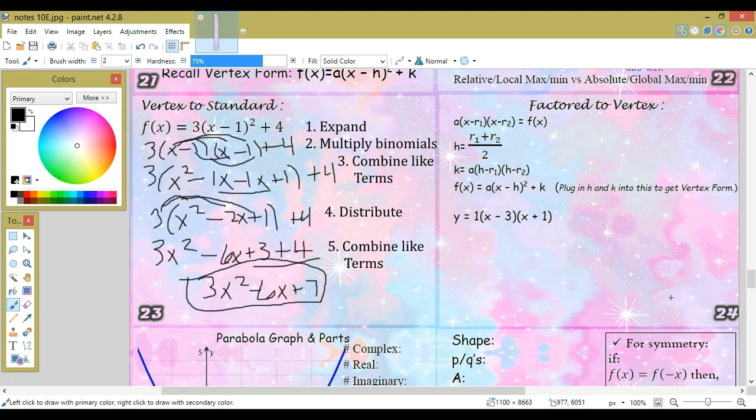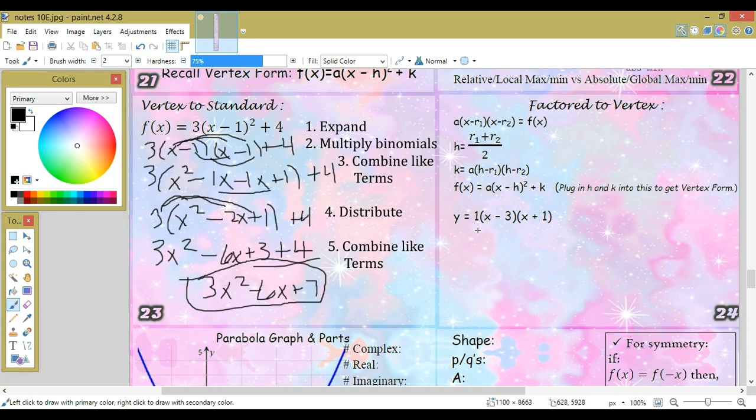Page 24, we're going from factored to vertex. So if we already have it in factored form, we're going to find h. We add the two roots together and get the average. That's h. To get k, you just plug in h into the x's to evaluate k. A only affects the k, it does not affect the h. Let's look at that on this example.